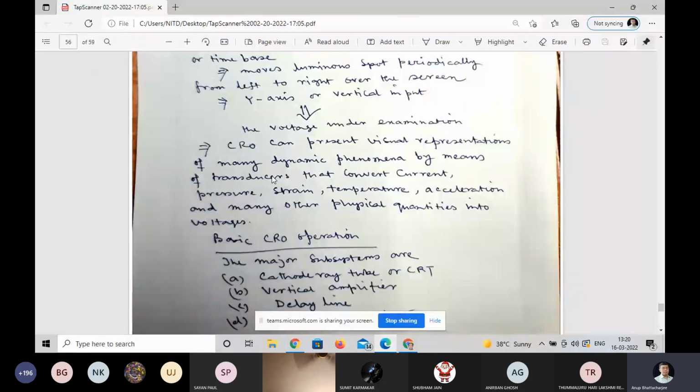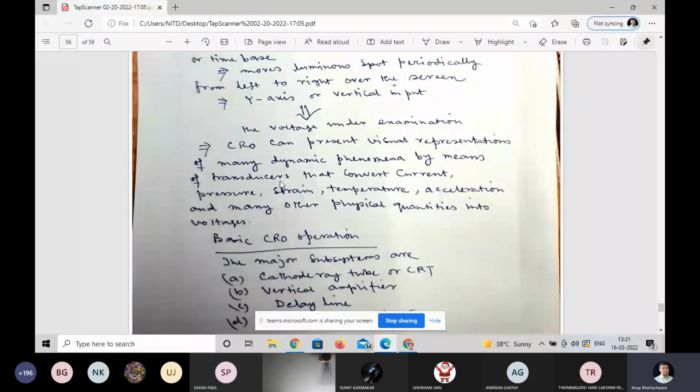Now CROs are used to investigate waveforms, transient happenings, and other time-varying quantities from the very low frequency range to the very high frequencies. Recordings of these happenings can be made by a special camera attached to the CRO for quantitative interpretation. Have you seen one camera? That is the display system or camera. Have you seen it, students? Yes, sir.